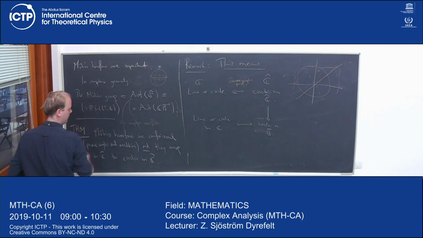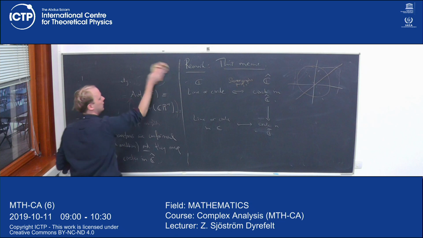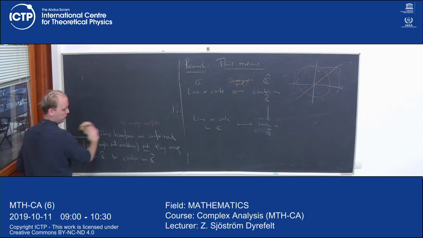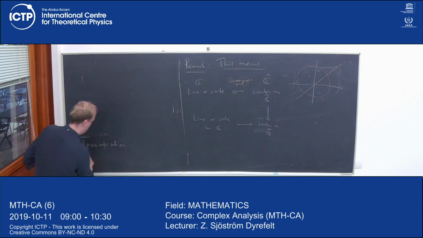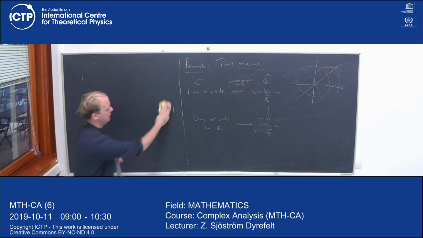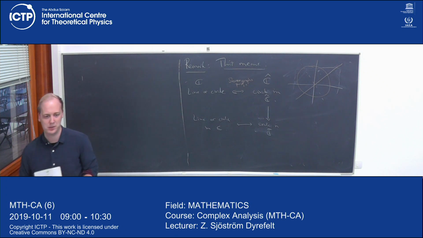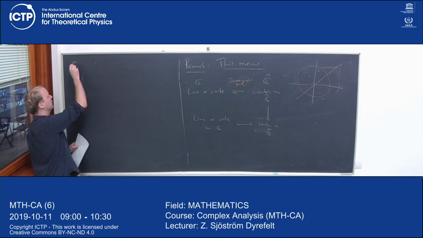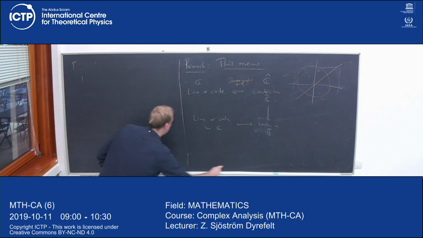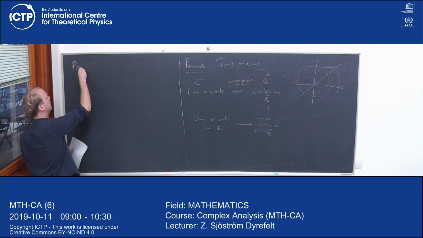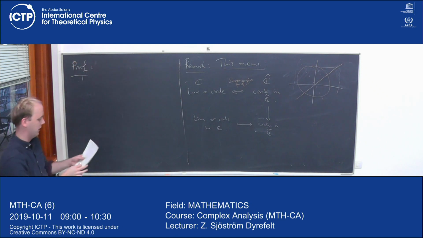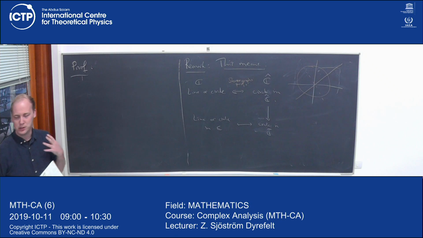So this is what we do. Möbius transforms, they are conformal, and they map circles in the extended plane to circles in the extended plane. Now let's prove it. Proof. Okay, so the proof starts by noting that this is obvious in some simple cases. For example, for dilations, translations and rotations.